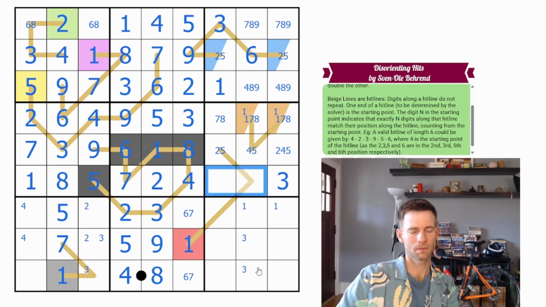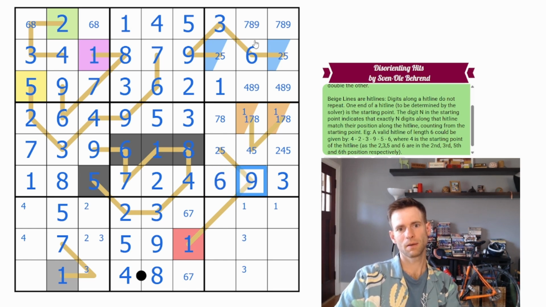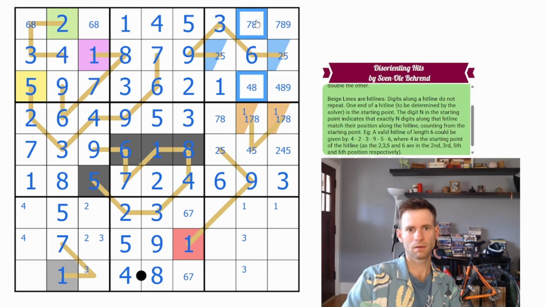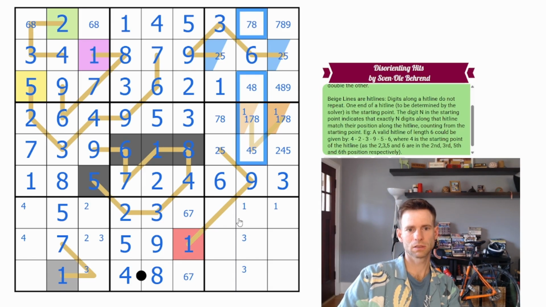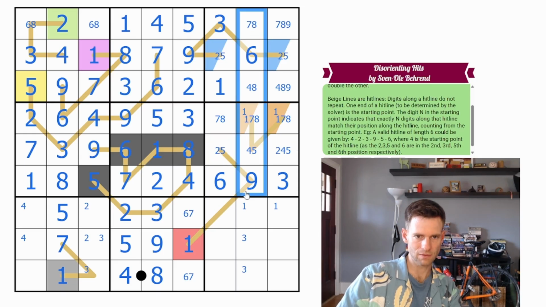What are these? 9 and a 6? Okay, we got those. 6, 9, 9, 7, 8, 4. That's interesting. 2 is down here somewhere. It's a 2, 3 pair. Because 2's in one of those, 2's in one of those, so there's no 2 in any of these.